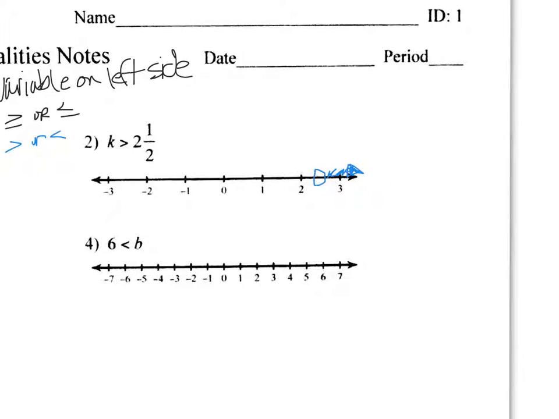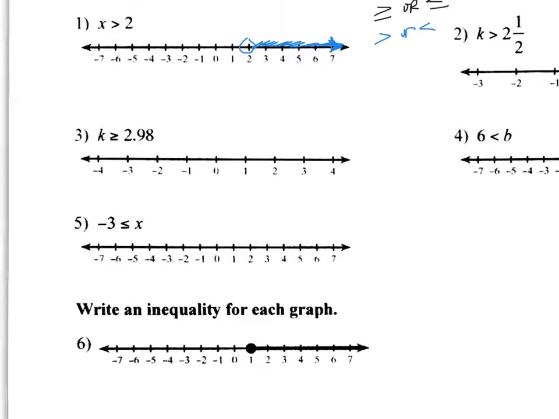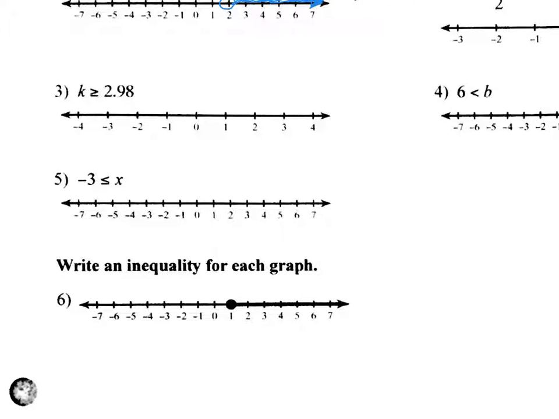Okay, question number 3. Again, my variable's on the left. This time I do have an equal sign under it, so this time I'm going to put a closed circle. Now 2.98, I can't be exact here, so I'm just going to get as close as I can to 3, put a closed circle. Again, my arrow's pointing to the right, so I shade to the right and put an arrow on the end.